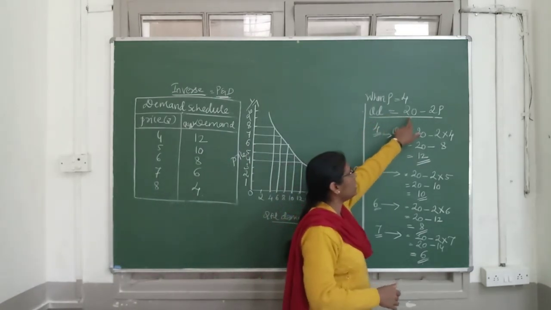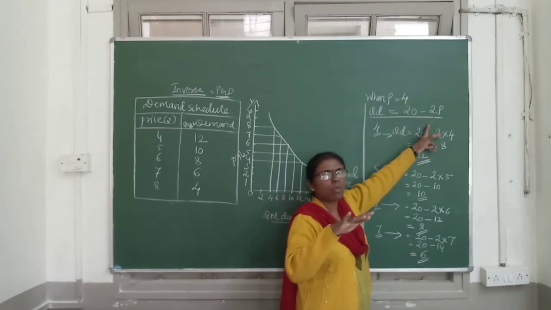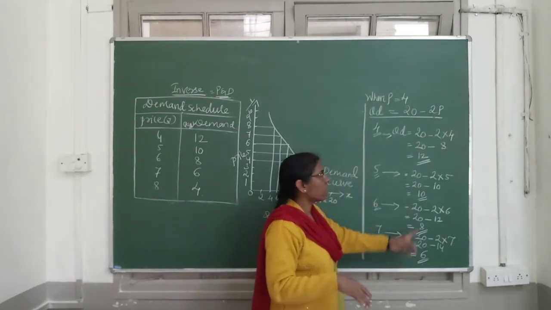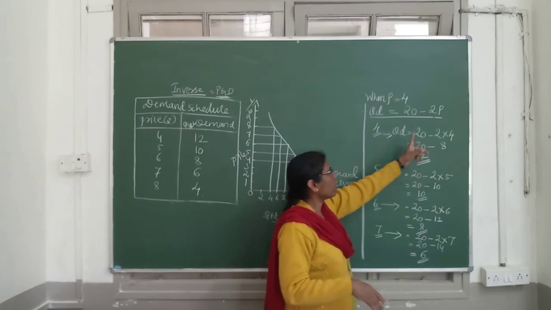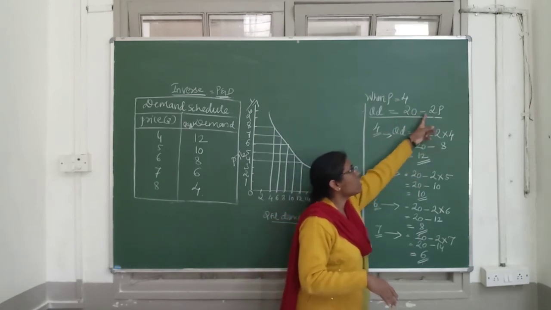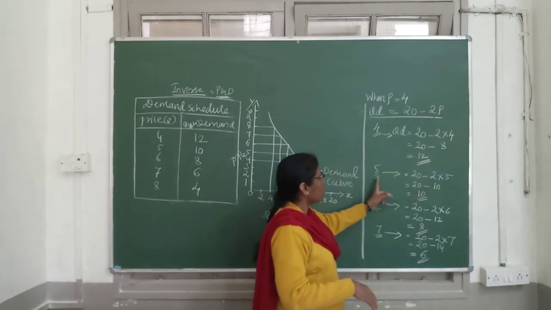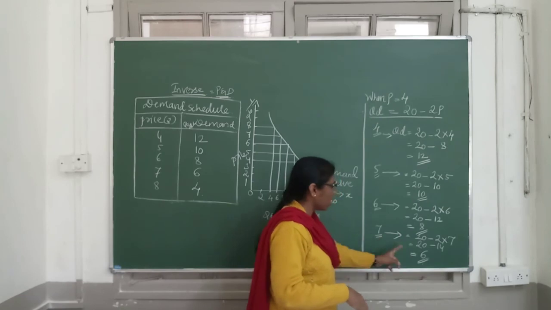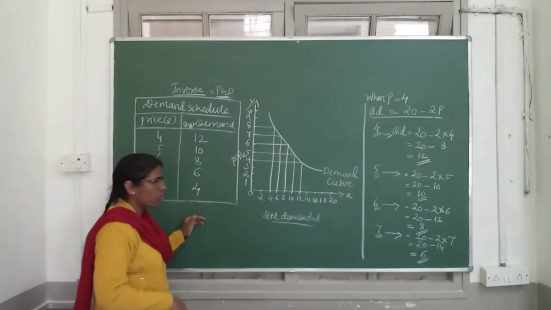Quantity demanded is equal to 20 minus 2P. 20 and 2 remain the same. These are constants and P varies. So that is explained here. And for each price, what is the demand? How to calculate? 20 minus 2 into 4 is 12. At 5, it is 10. When it is 6, it is 8. At 7, it is 6. And when it is 8, it is 4.